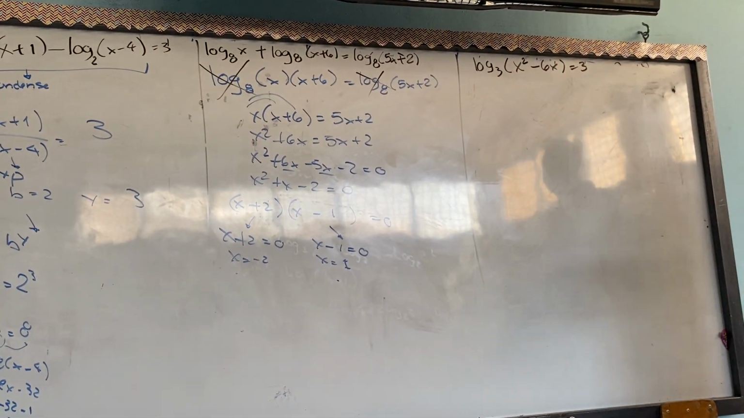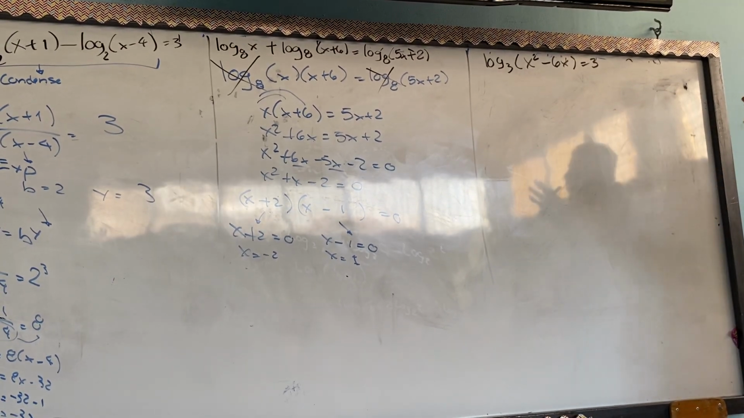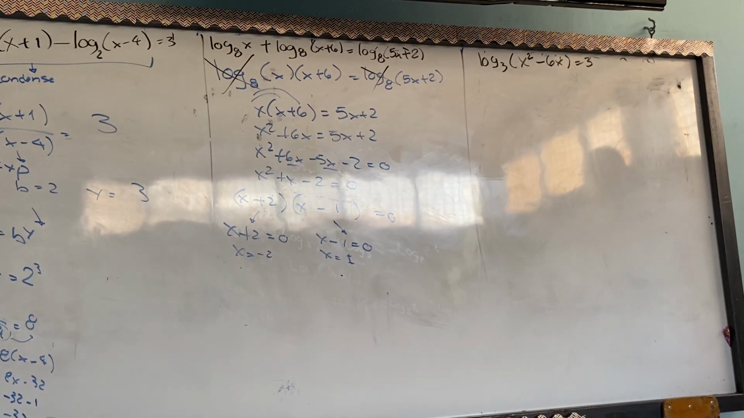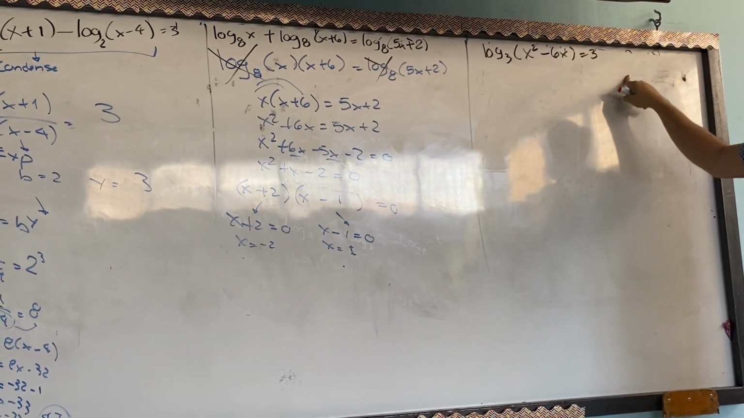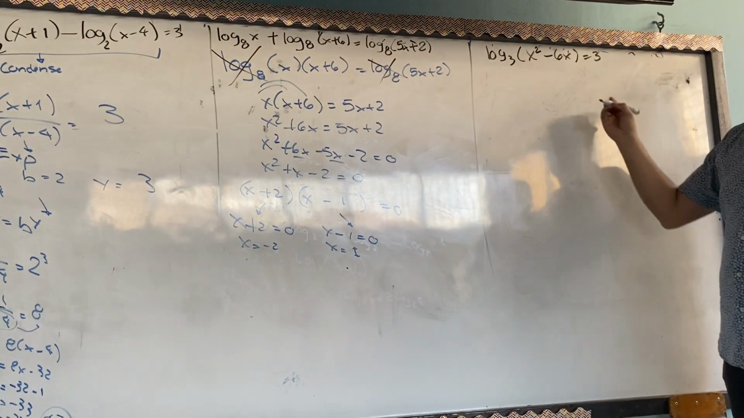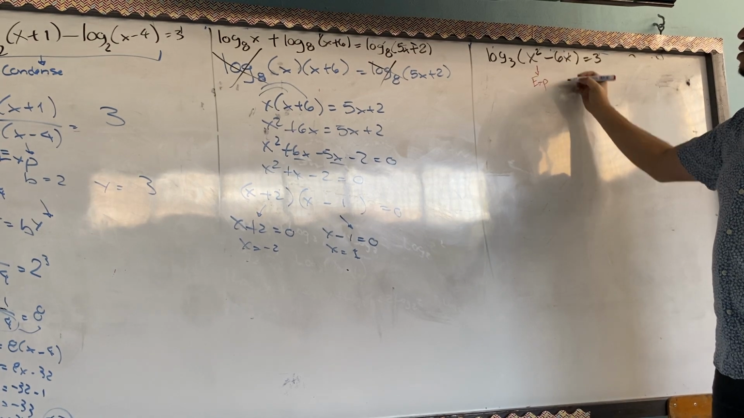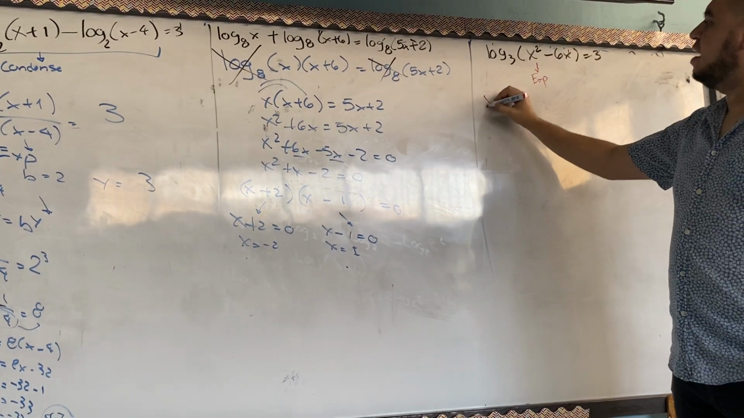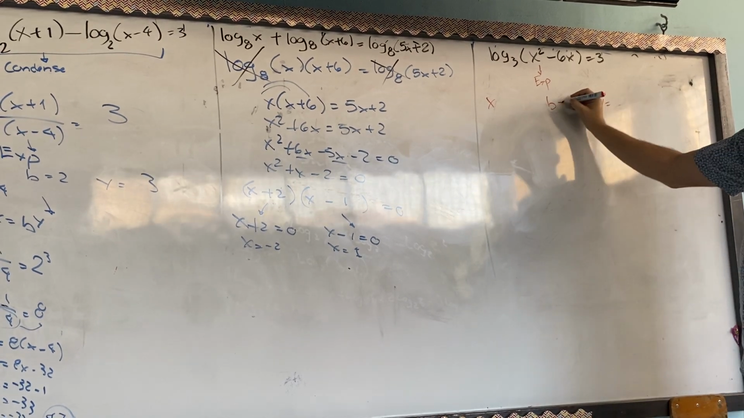Okay, so this one is the other case that we can have. So what happened in this one? In this one, we only have one log, so we don't have to condense. But we have only one log and one number on the other side, so that means that we cannot cancel the logs. We have to change to exponential, right? So when we change to exponential, we have to identify what is the x, what is the base, and what is the letter y, right?